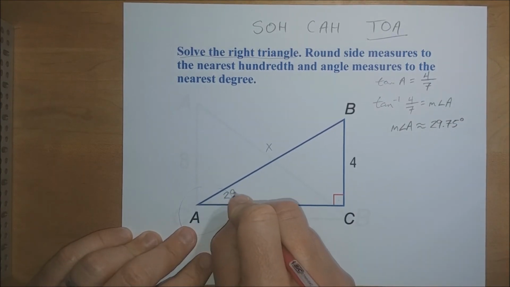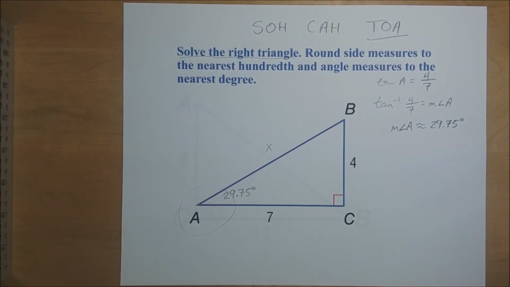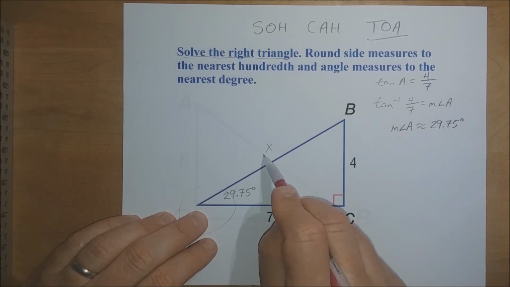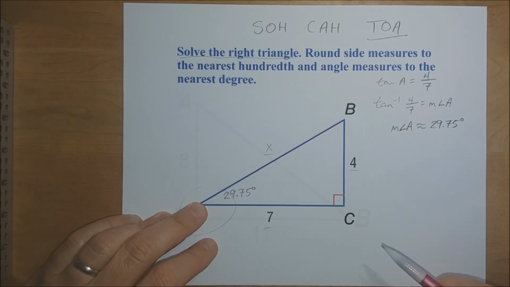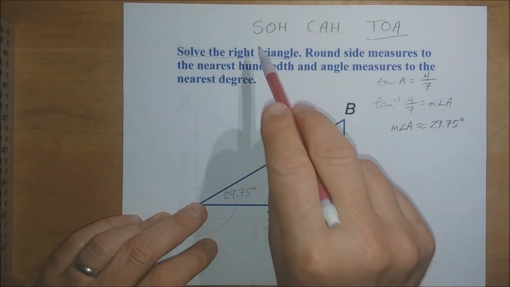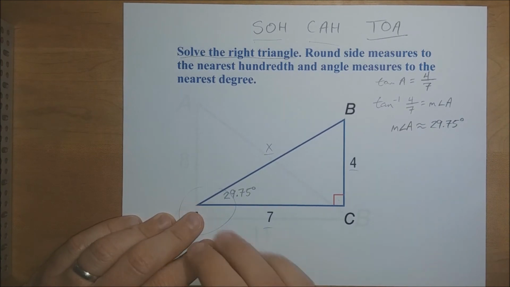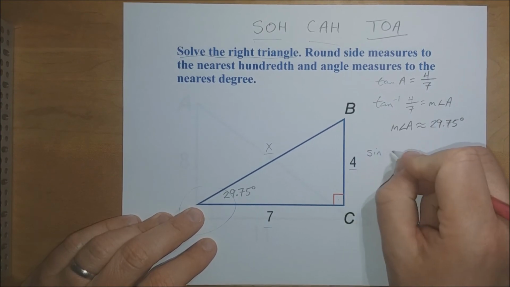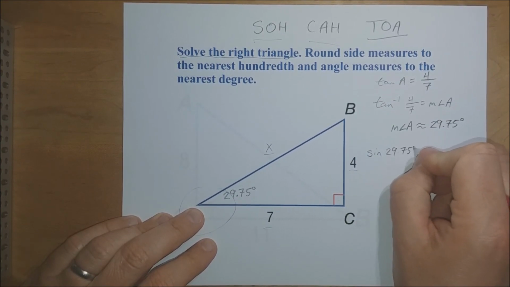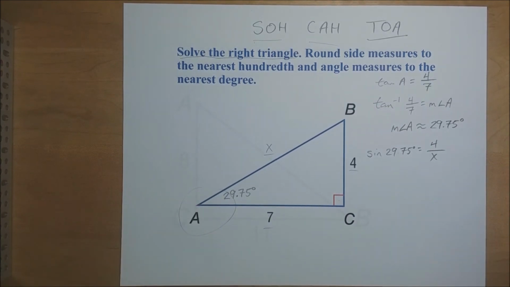Okay. Well, now that I know that, I could use a trig function to find x. Which one should I use? I'm looking for the hypotenuse, and I know both the opposite side and the adjacent side. So I could actually use either sine or cosine here. Which one do you want to use? Okay, let's use the sine. The sine of 29.75 degrees is going to equal 4 over x. Okay?